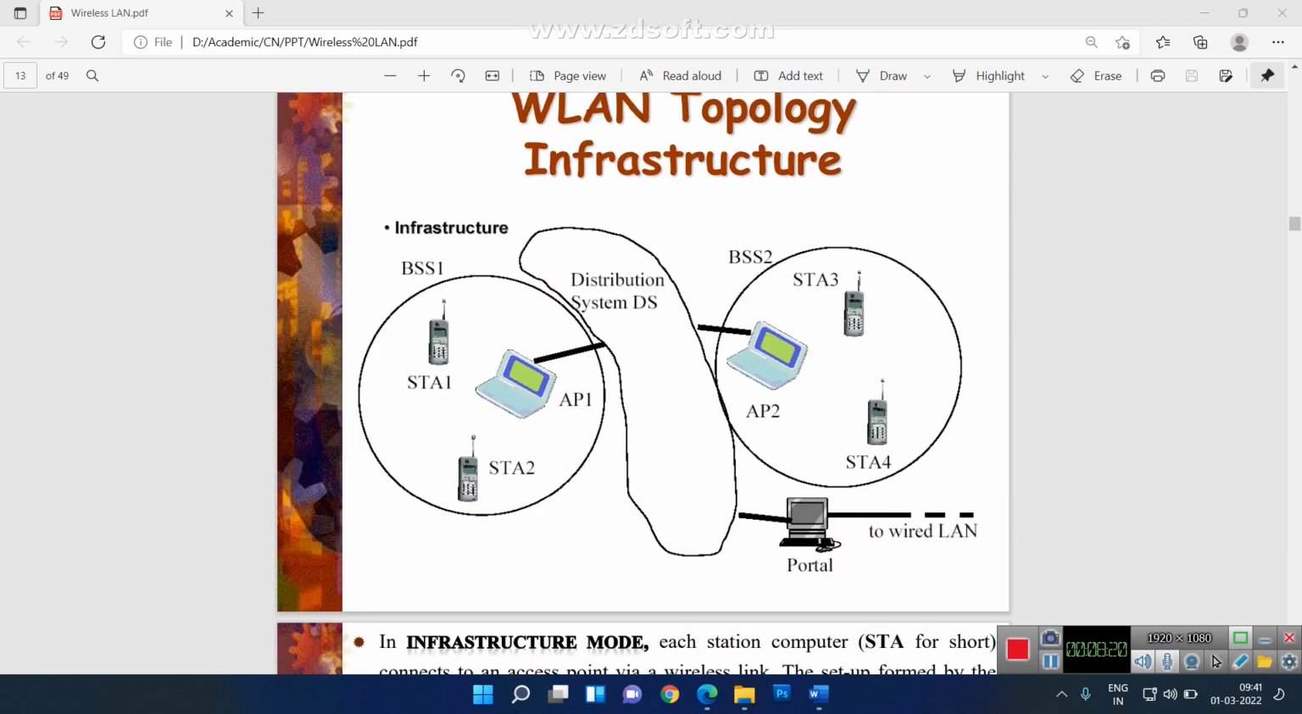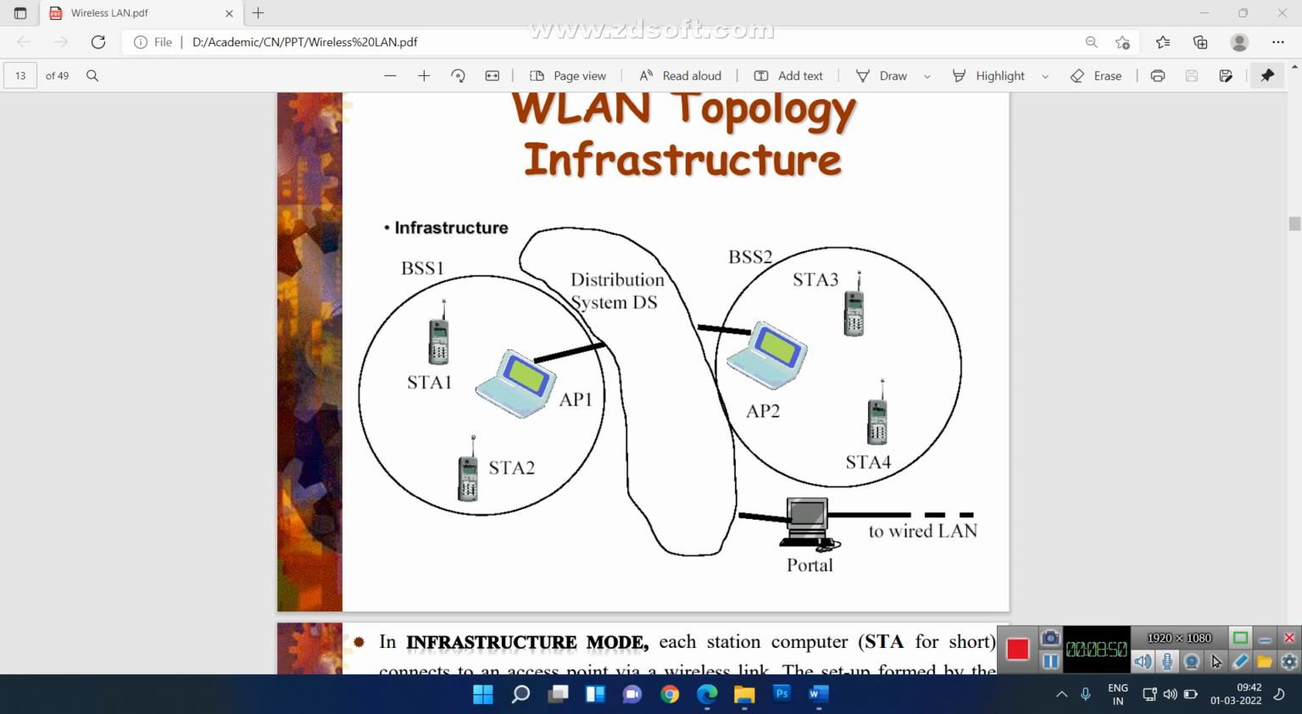And then the infrastructure mode. This type of thing we call the infrastructure mode. In this infrastructure mode, we have the basic service set. Two or more basic service sets we call an extended service set. In one basic service set, we have both mobiles and the access point. With that access point, the mobile can receive the internet connection.